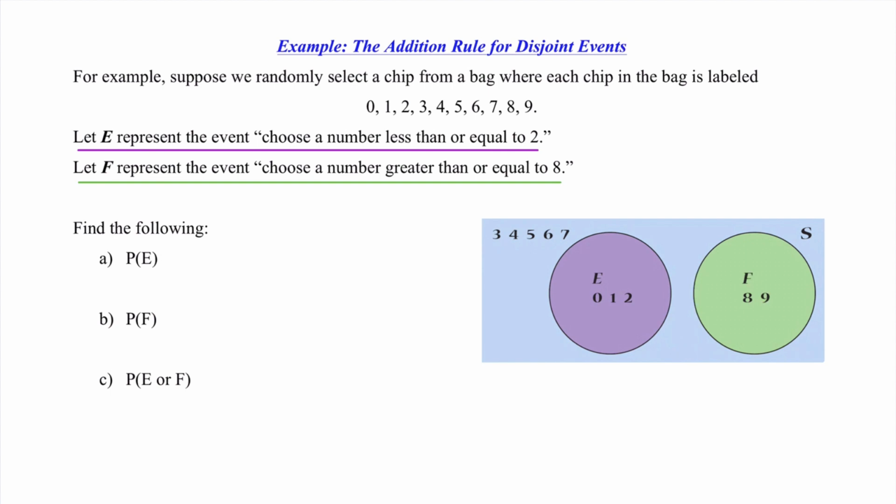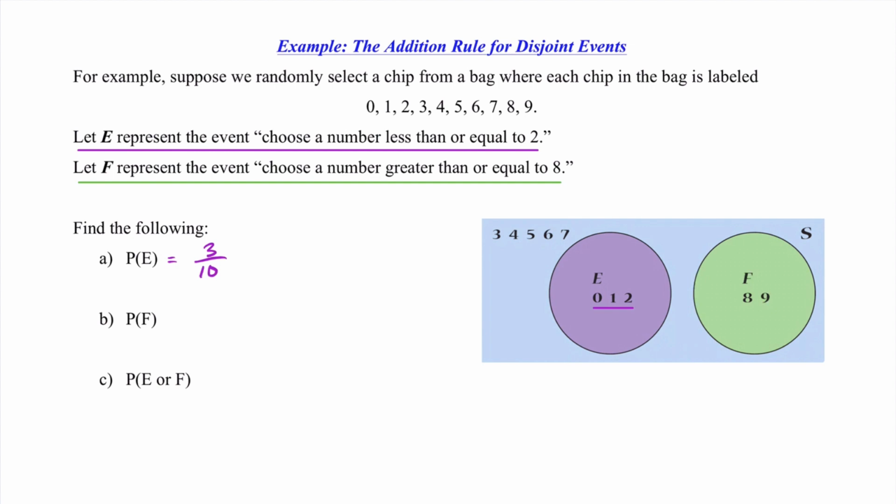So in part A we're asked to find the probability that event E occurs. The probability that event E occurs makes us think about, well, how many options are there? We've got 3 different options here in event E that are 0, 1, and 2 out of the total number of chips that we have, which is 10. So the probability would be 3 out of 10, or as a fraction, 3 over 10. We can leave that as 3 over 10 or call that 30% or 0.3. We're going to leave it as 3 over 10 for now.